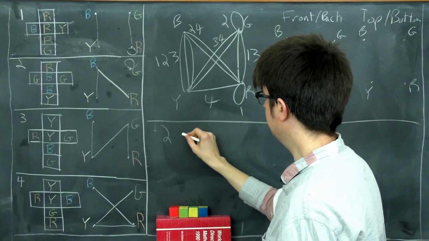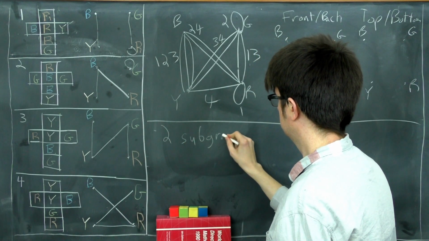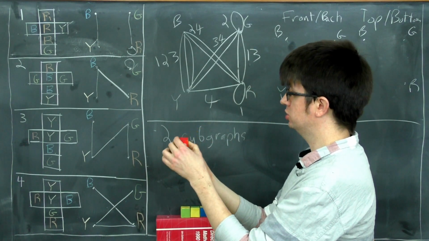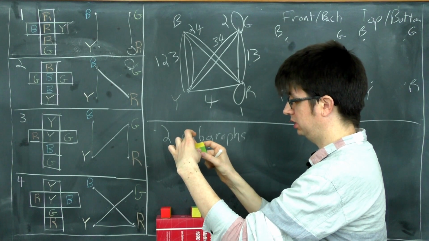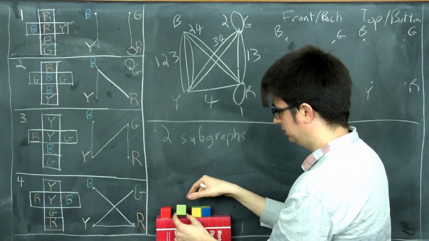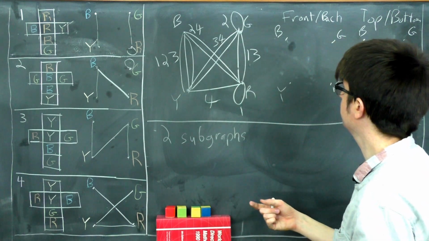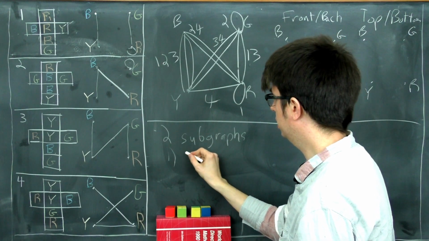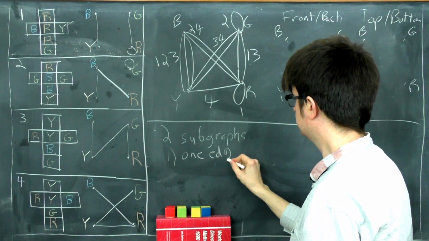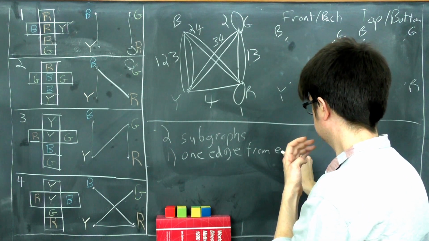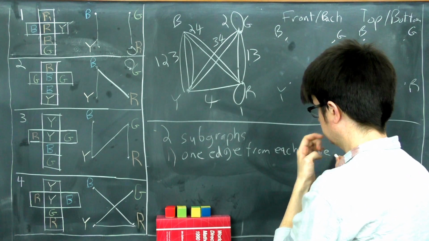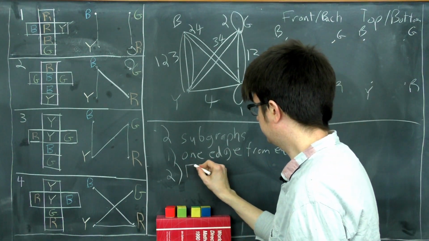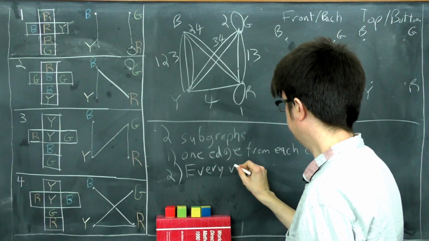These subgraphs are going to show that from cube 1, I have one of the edges chosen, and from cube 2, I have a different edge chosen to be on the front and the back. For each cube, I have a different edge chosen. So they're going to satisfy that they have one edge from each cube. And the other thing they're going to satisfy is that every vertex has degree 2. So what does the second thing say?